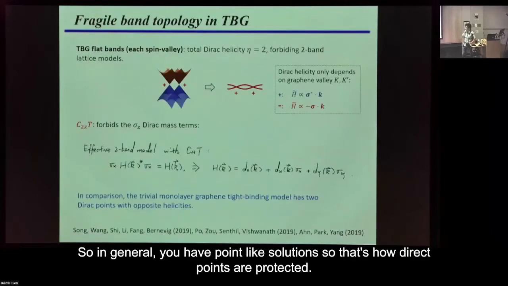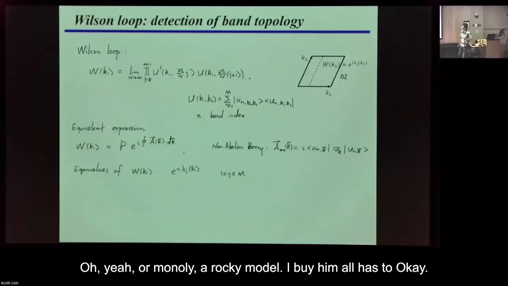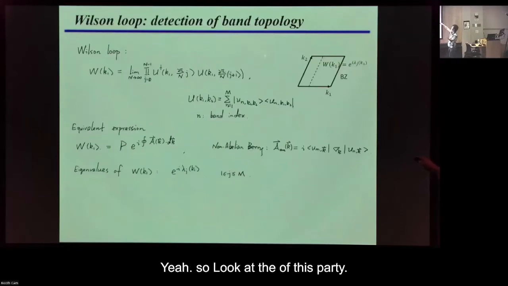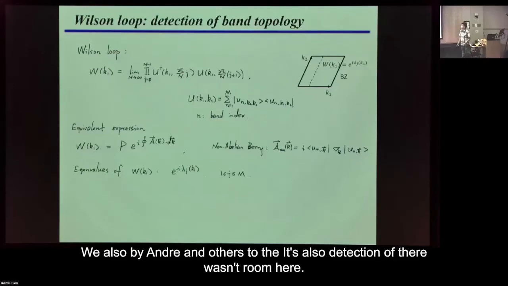Just in comparison, the monolayer graphene tight-binding model has two Dirac points with opposite helicities, as we mentioned. There are other ways, like Andrei talked about, to look at this topology. You can look at the high symmetry representations. But the other way, actually also first studied by Andrei and others, is to look at the so-called Wilson loop. It's also a detection of band topology.